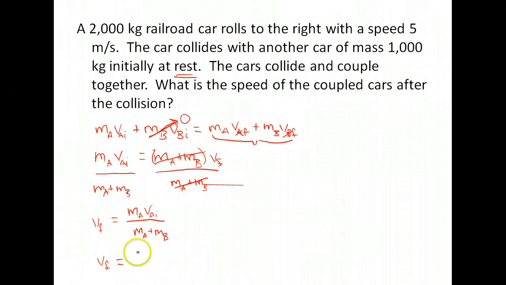We have object A being 2,000 kilograms times its velocity, which was 5 meters per second. And then let's do the sum of the two objects, 2,000 plus the second railroad car, which is 1,000. Now be careful here, don't cross out the 2,000s. They don't cancel out because of this addition sign down here on the bottom. We have to add them together before we could do any kind of canceling.